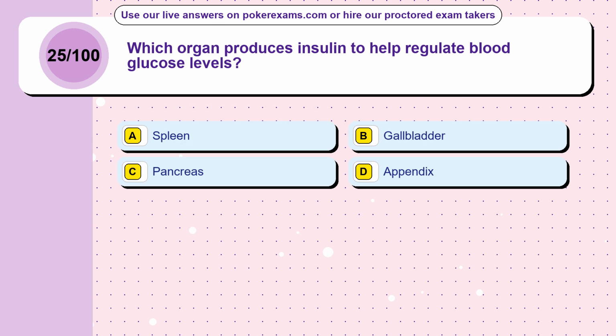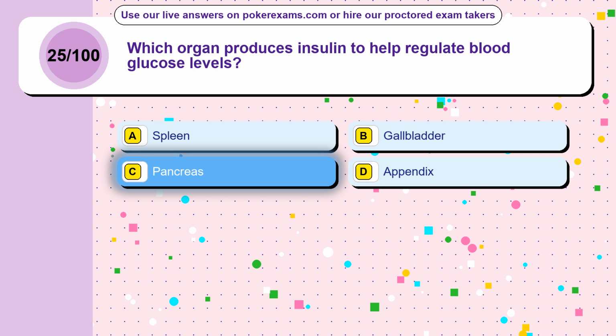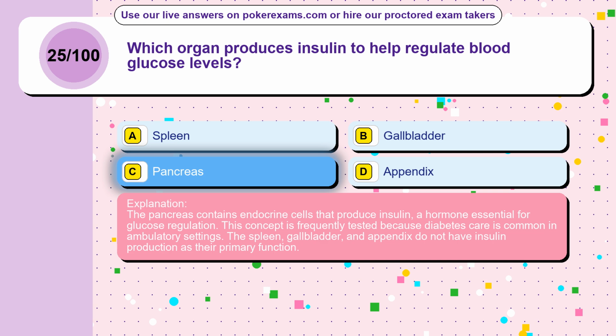Question 25. Which organ produces insulin to help regulate blood glucose levels? Option A. Spleen. Option B. Gallbladder. Option C. Pancreas. Option D. Appendix. The correct answer is option C. Pancreas. The pancreas contains endocrine cells that produce insulin, a hormone essential for glucose regulation. This concept is frequently tested because diabetes care is common in ambulatory settings. The spleen, gallbladder, and appendix do not have insulin production as their primary function.